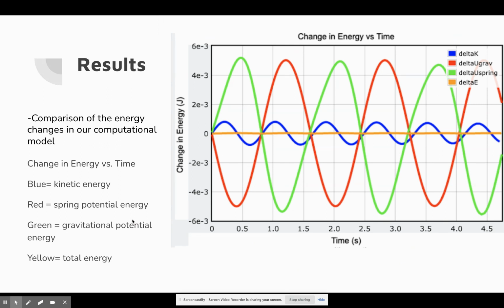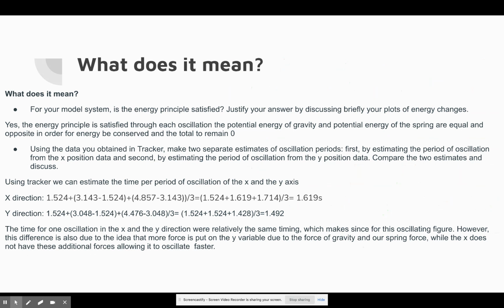So for the results of our comparison of energy changes, our blue is kinetic energy, red is spring potential energy, green is gravitational potential energy, and yellow is our total energy. So we can see that our spring potential energy and gravitational potential energy are relatively equal and opposite forces, while our delta K is right here, and our total energy is 0. Our change in total energy is 0. So with our change in total energy being 0, we can see that the energy principle is satisfied since energy is being conserved and nothing is changing with the total energy, since it does in fact remain at 0.